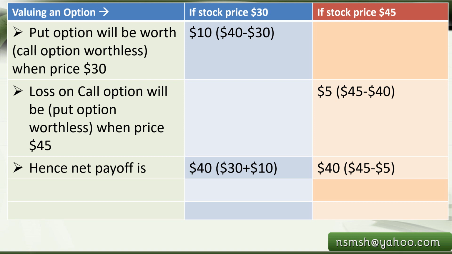We know clearly that when the stock price is 30, the put option will gain at least $10 because the call option is worthless. So he will use the put option: the exercise value is $40, but the current market price is $30. So you will exercise that put option so that he gains $10.